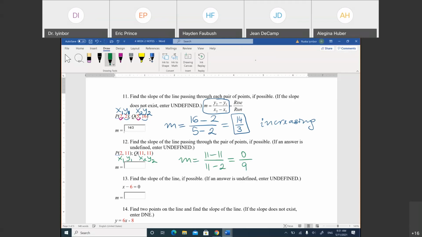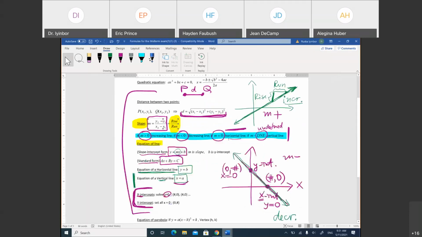What is 0 divided by 9? 0. So the slope is 0. What type of line is that? Horizontal, yes. Now, the line is horizontal when the slope is 0.